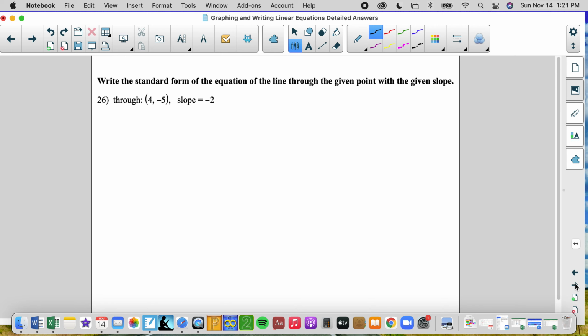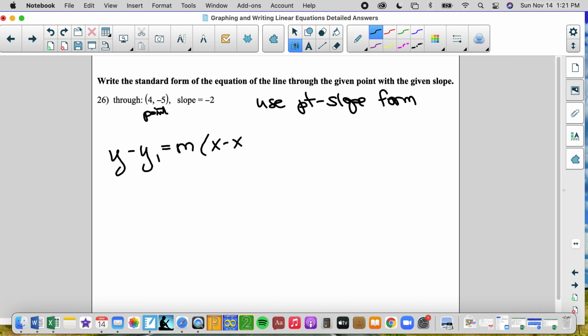Now, write in standard form. So, all right, well, they gave me a point and they gave me the slope. So I'm going to use point slope form. I'm going to use a template first to get it down into an equation, and then I will manipulate that equation into standard form. So y minus my y sub 1 is -5, my slope is -2, my x value is 4. So I'm going to rewrite this.